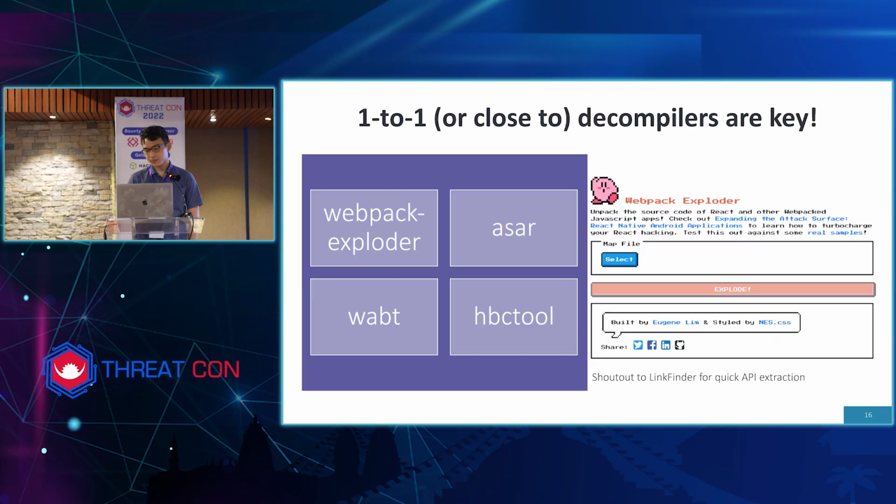But if there is no unpacker available to you, at the very least you should run LinkFinder, right? LinkFinder is a tool that helps you extract all the API endpoints or URLs in JavaScript source code. That will at least give you more information about what's available.